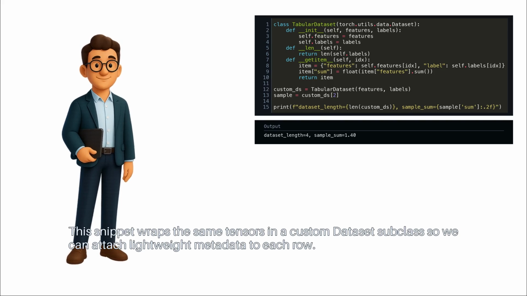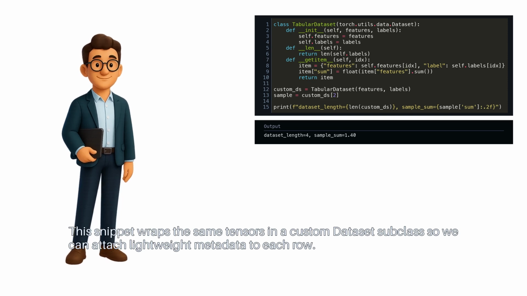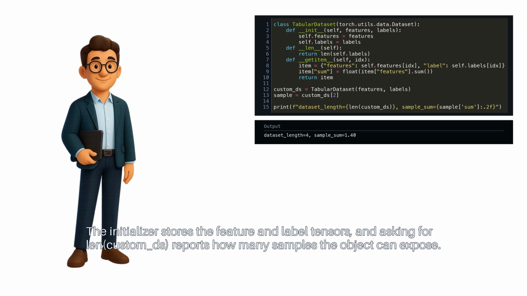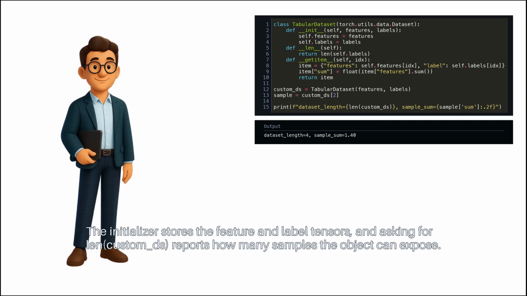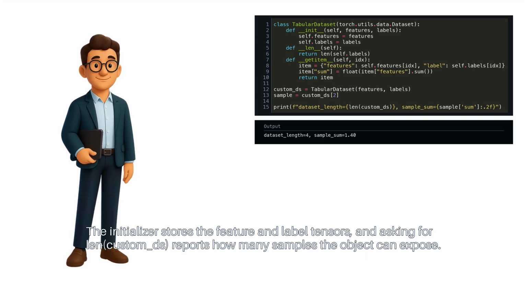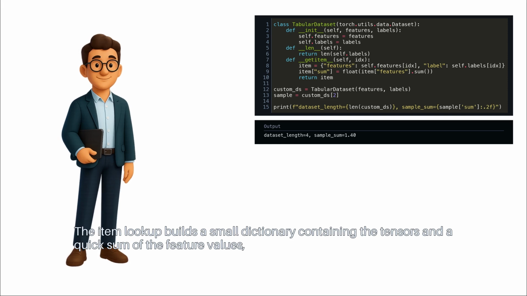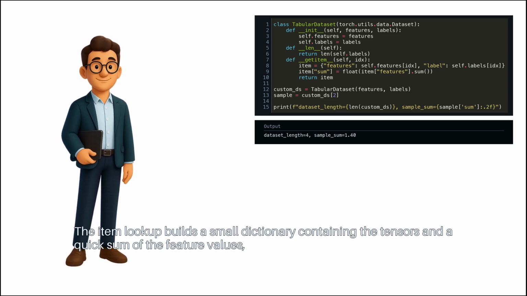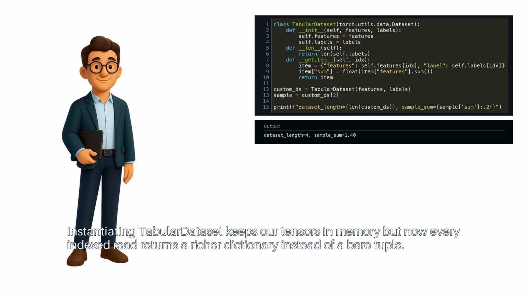This snippet wraps the same tensors in a custom dataset subclass, so we can attach lightweight metadata to each row. The initializer stores the feature and label tensors, and asking for len of custom_ds reports how many samples the object can expose. The item lookup builds a small dictionary containing the tensors and a quick sum of the feature values, demonstrating how to compute per-sample helpers on demand.